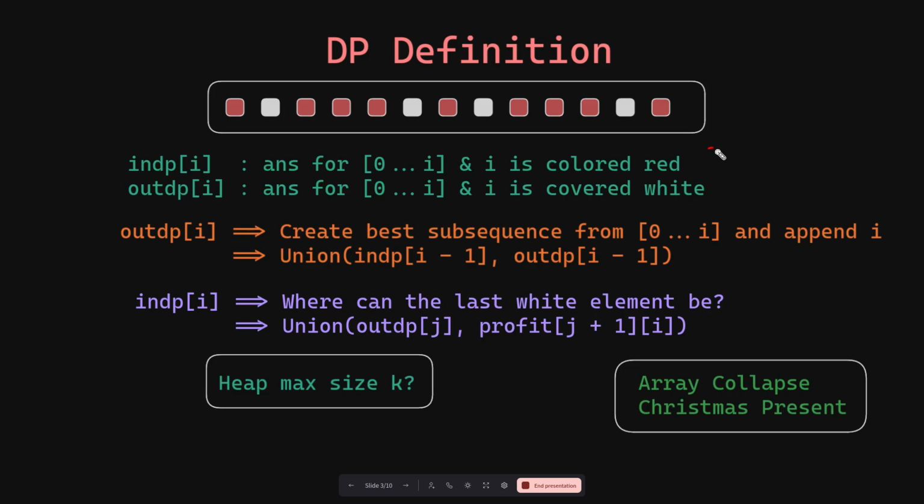Where does the intuition for this DP definition come from? You might have solved DP problems where you make a certain choice on some element. You decide to take it or you decide to leave it. So this is the same technique applied here as well.